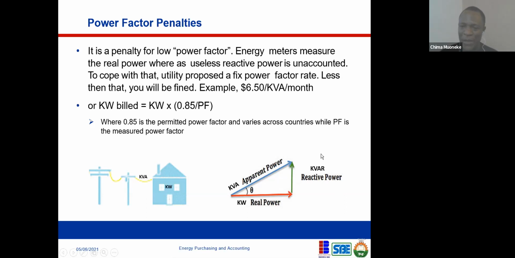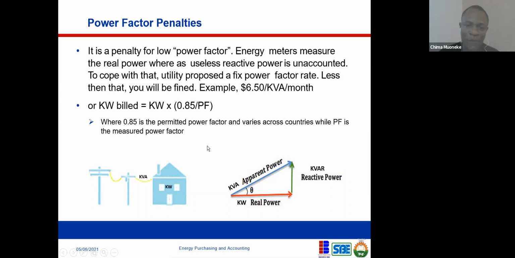Capacitor is a tool that is used to correct this poor power factor. They expect that if you have a poor power factor, you have to install capacitors to correct it. If you don't do that, it will amount to loss of money to them. So I just use this diagram to explain what power factor is and how it affects the utility company, how it affects their revenue. That is why they want you to keep a good power factor.